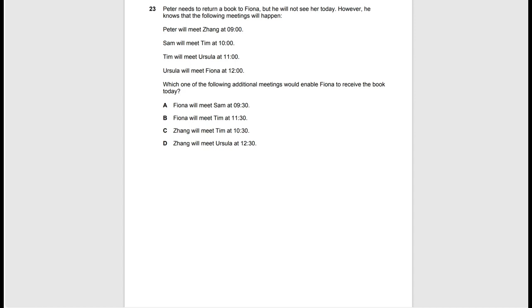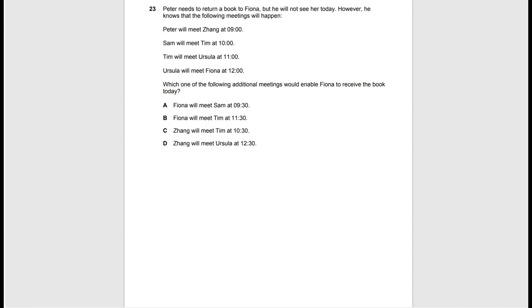So this question is going to use the assumption that Peter is going to give this book to someone, and then that person that Peter meets will give this book to someone else, and that person will give the book to someone else, and eventually the book that Peter gave to all of these people will end up with Fiona. So let's take a look.